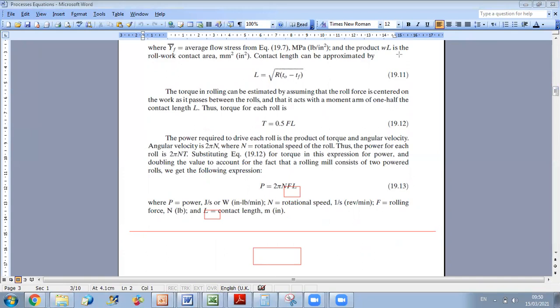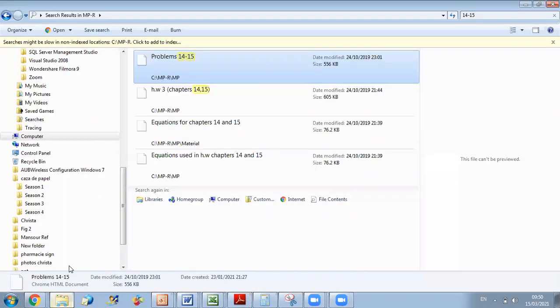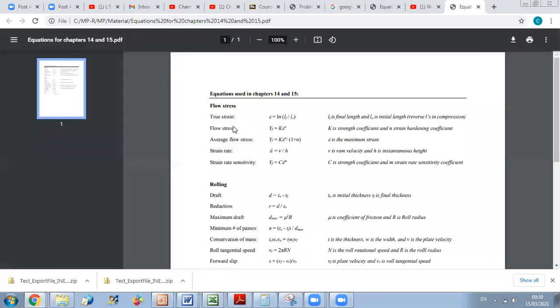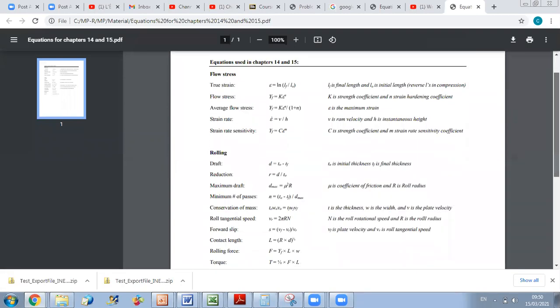Okay. Now I want to just show you the formula sheet. We have a formula sheet summarizing all of these formulas for chapters 14 and 15. It's also posted on Blackboard.